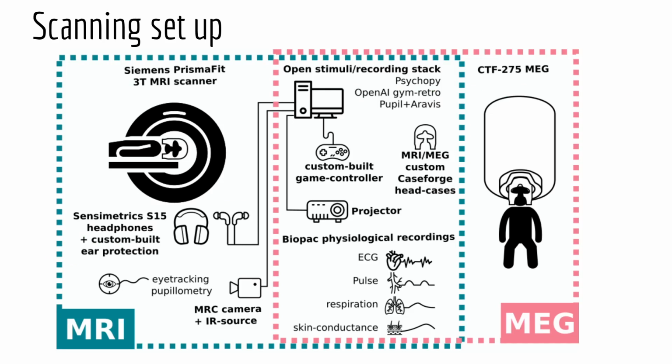And this is a little bit about our scanning setup. What you see on the left-hand side is our fMRI scanning setup. In fMRI, we present sound using the Sensimetrics S15 system. We use an MRC eye tracker to track the eyes during task acquisition. Whenever there's a response or an action to be taken, we generally use our custom-built video game controller. And participants use custom-made CaseForge head cases. While we're scanning participants, we use a BIOPAC system to record ECG, pulse, respiration, and skin conductance. And what you see on the right-hand side of the figure is that we've mimicked this setup in the MEG, minus the eye tracker.